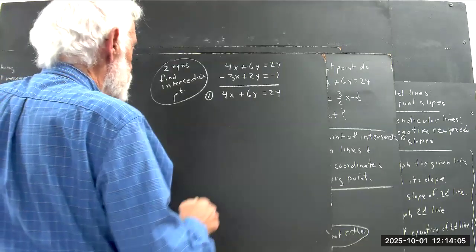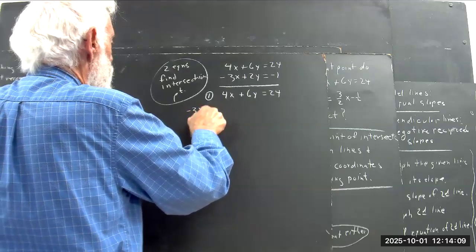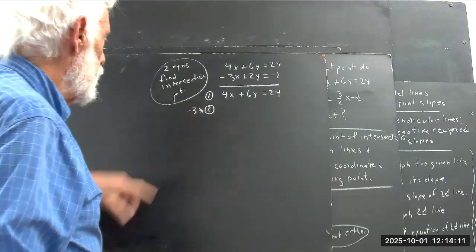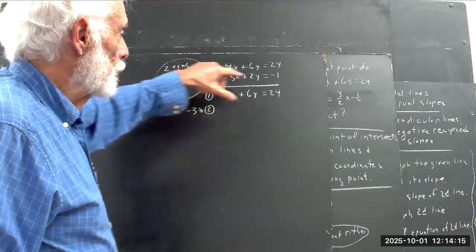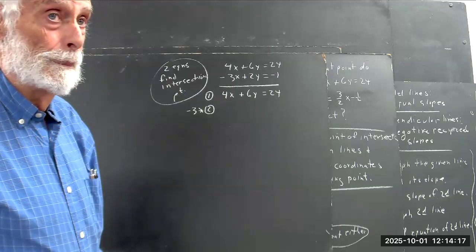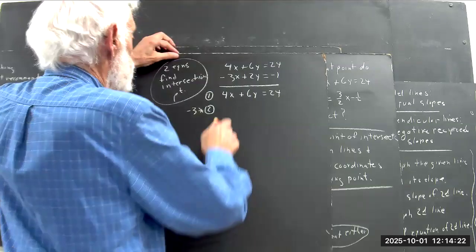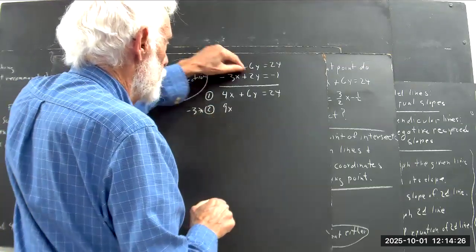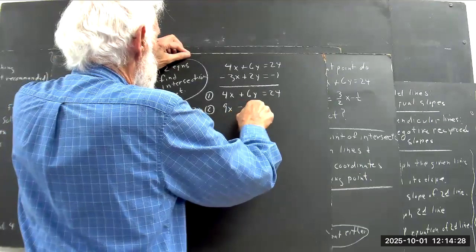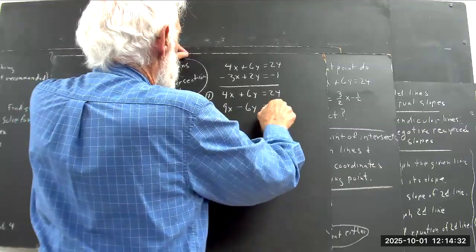Then I'm going to take the second equation. -3 times the second equation means I multiply both sides by -3. Well, if I do -3 times -3x, I get 9x. If I do -3 times 2y, I get -6y. If I do -3 times -1, I get 3.